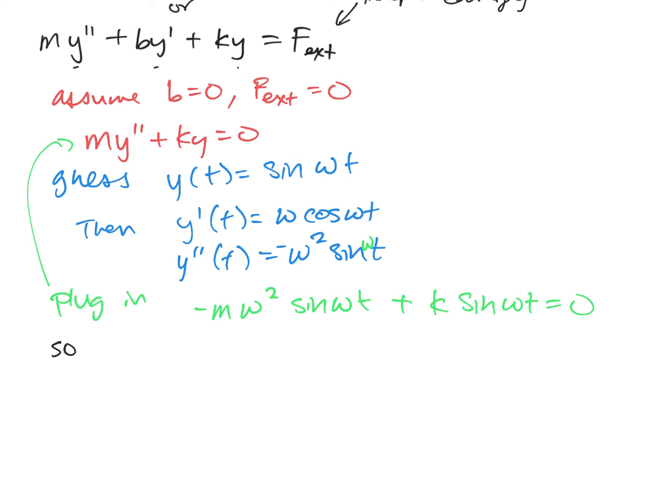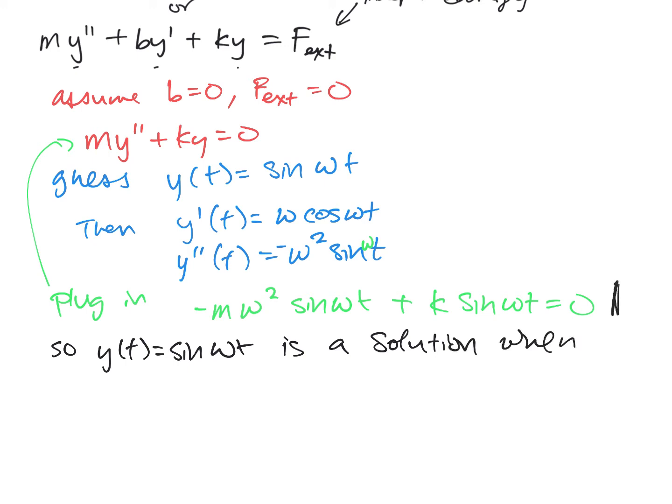So our guess, y equals sine of omega t, is a solution when this equation holds. So we would need, if we combine these sine terms, we'd get k minus m omega squared equals 0, or omega equals the square root of k over m. Because k and m are given to us.